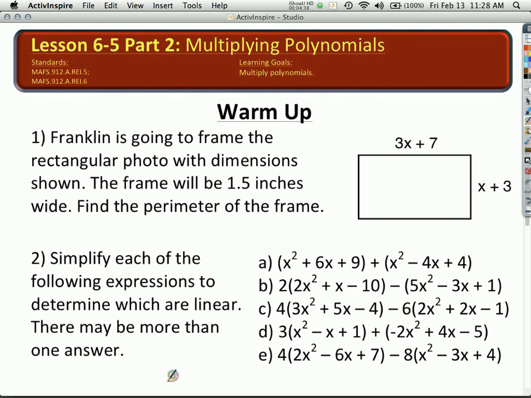So go ahead and put your pencil down, pick up your colored pen. Equity bars are in effect today. So let's see how we did with number one.